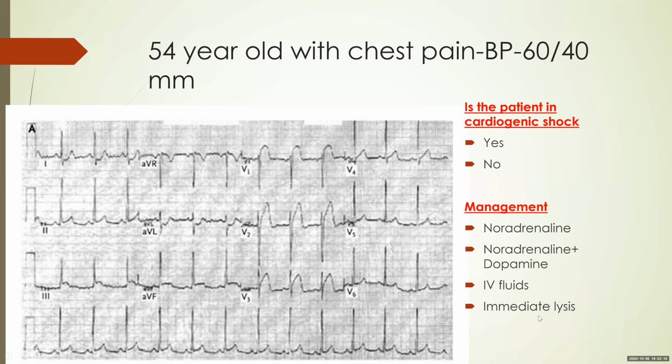So the first thing is you increase the BP. And how do you increase the BP in RVMI? You go for IV fluids. You increase the venous return, increase the preload, and then this increases the BP. Inotropes are probably second line, because only if the IV fluids are inadequate, you add an inotrope. So the management would be to give IV fluids.